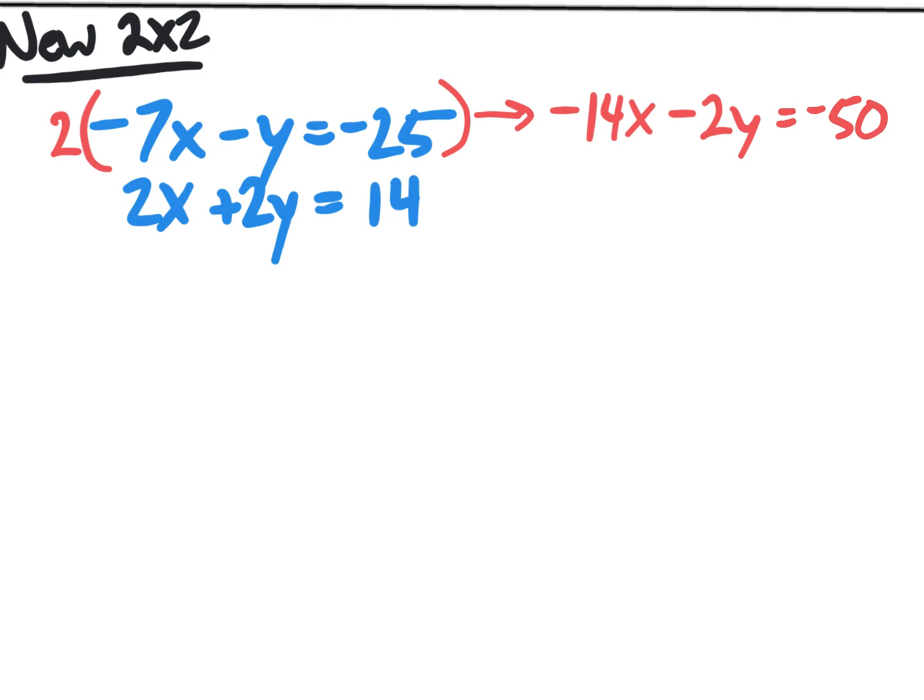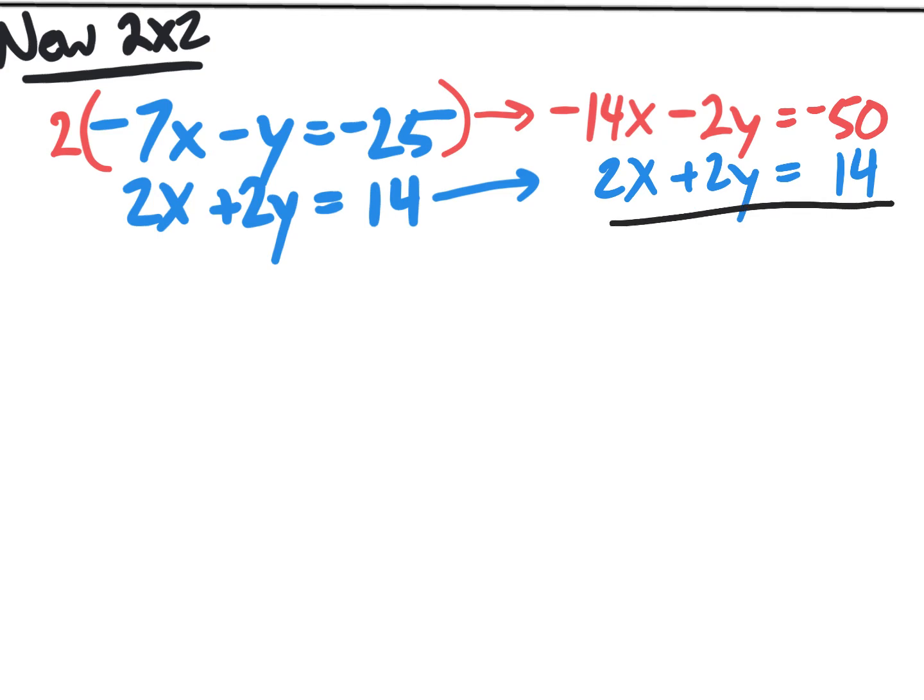Now the bottom one, I don't have to do anything to it, right? Okay, so I'm just going to draw an arrow and I'm going to rewrite it. 2x plus 2y equals 14. And now that we have modified it so that the y's eliminate, let's do that. Let's combine the lines. And we have a negative 14 plus 2. That is negative 12, and we're talking about x's. We said the y's eliminated. That's the whole purpose of modifying that top equation by 2. And we have equals negative 50 plus 14.